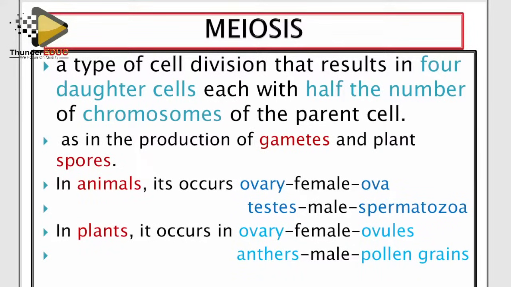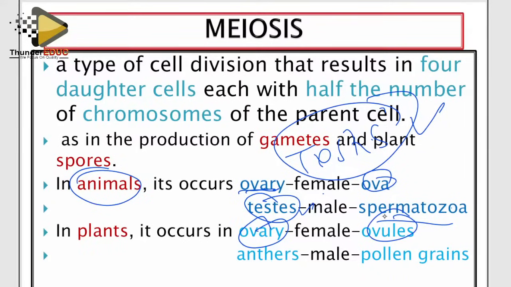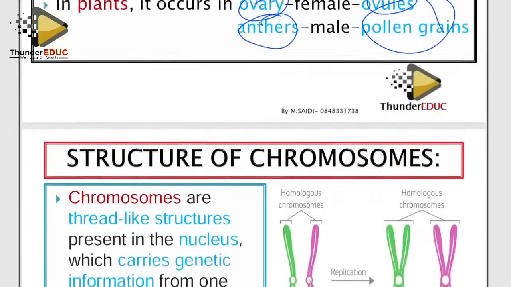All right, let's continue. Where does meiosis occur? In animals, the ovary produces ovum. That's female. Testis, this is one, this is many. So testes in male produce spermatozoa. Cool. In plants, the ovary produces ovules, and anthers produce pollen grains. I think I'm clear there.